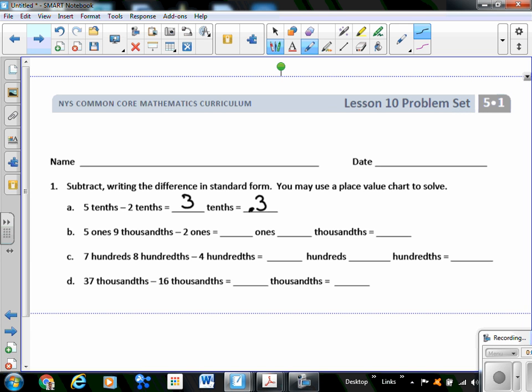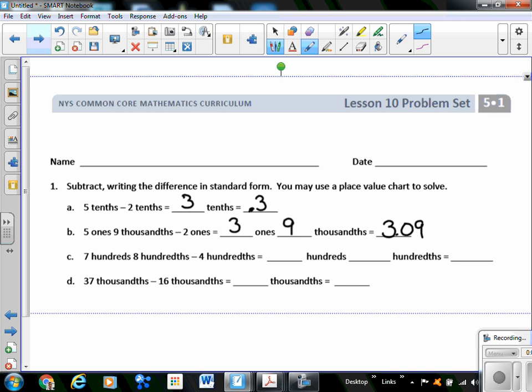If we have 5 ones and 9 thousandths, and we're going to subtract 2 ones, if we have 5 ones and take 2 ones away, that's going to leave us with 3 ones and still 9 thousandths, which would be 3 decimal point 0.9.